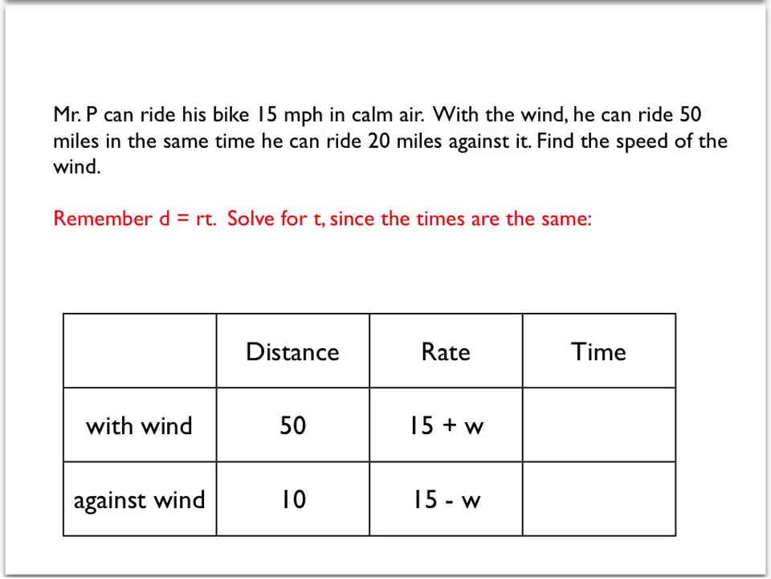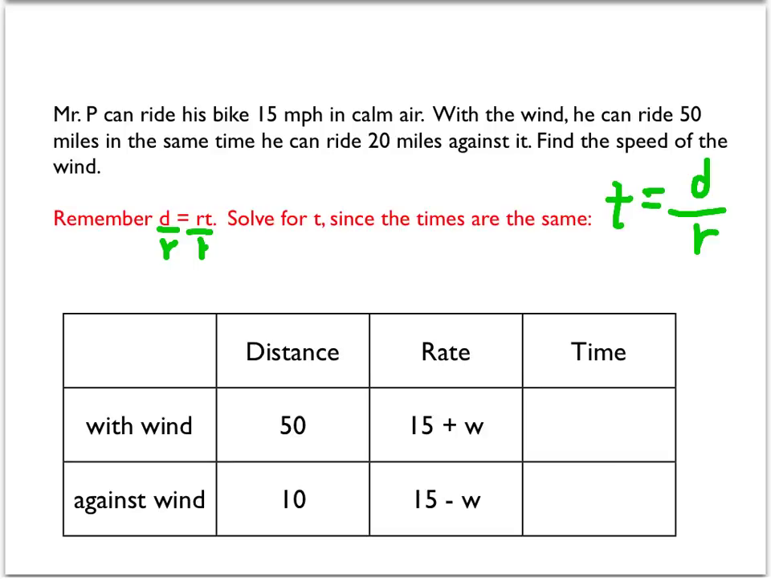Well, remember our famous formula, distance equals rate times time. So if I wanted to solve this for t, I could divide both sides by r, and what I'd have left is that the time equals d over r, the distance divided by the rate.